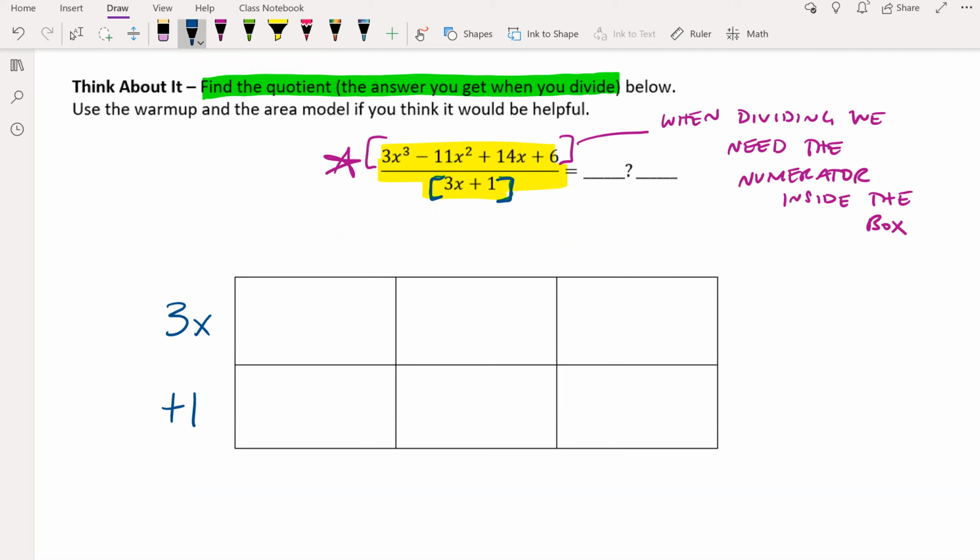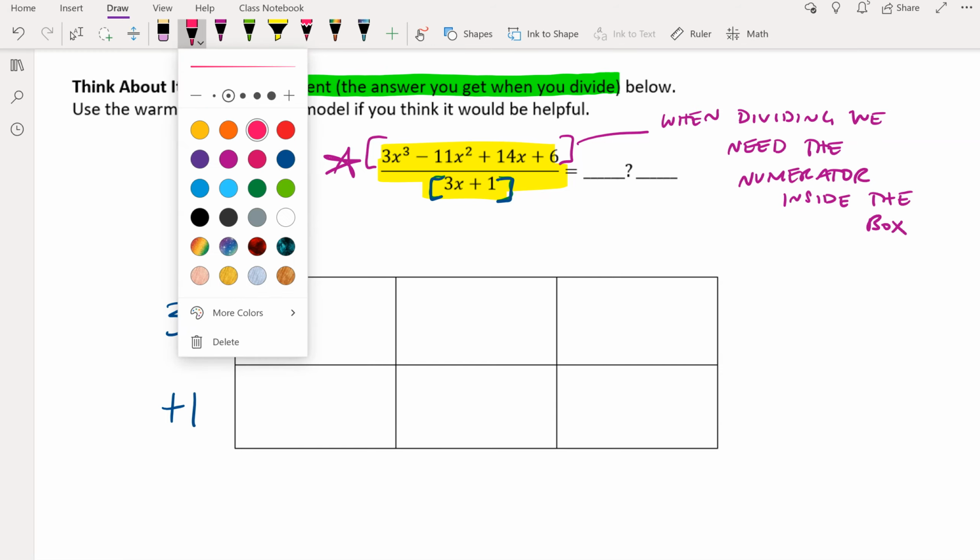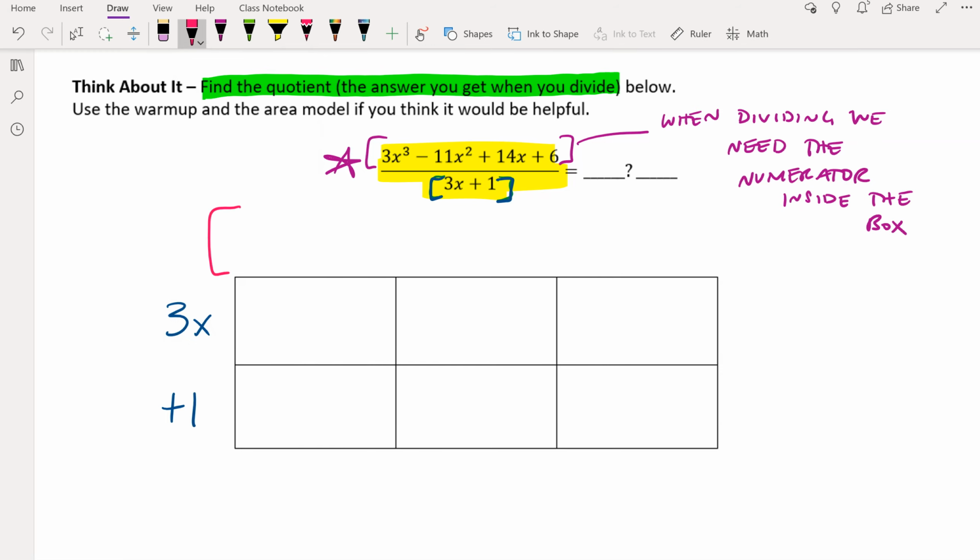And then what do we think is going to be on top? Our answer. This time, your answer is going to show up on top. The answer to the division problem, that's the quotient. Okay, so now let's try this. We need the numerator inside the box.